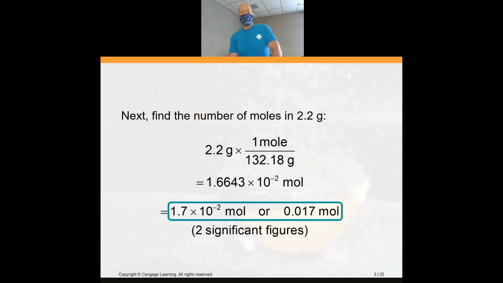All right, and so since the 2.2 had 2 significant figures, your answer will have 2 significant figures, and so you get 1.7 times 10 to the minus 2 moles. So the number of sig figs is going to be determined by the question. If the question says 2.2 grams and it's 2 sig figs, your answer is going to have 2 sig figs. Molar mass should not be the limiting factor. Avogadro's number should not be the limiting factor. But if they are, you're given 4 sig figs for your answer.